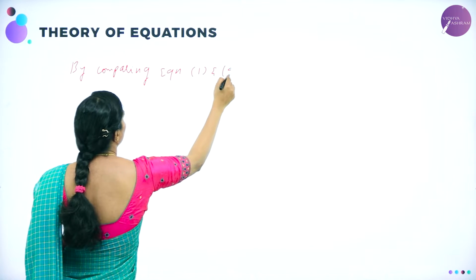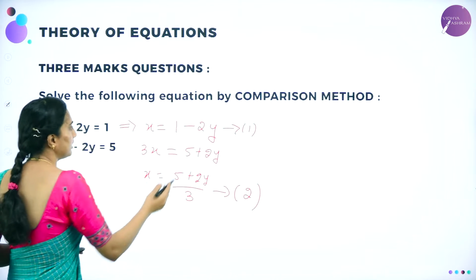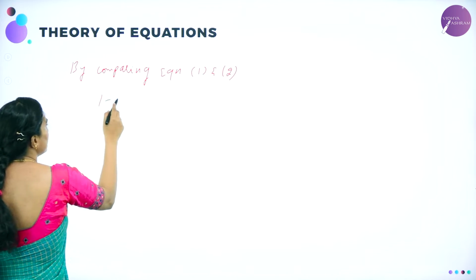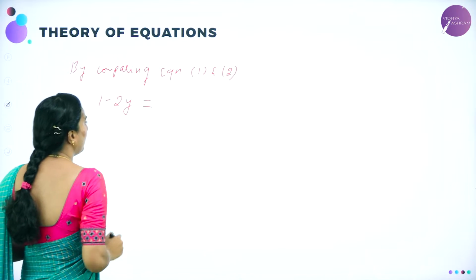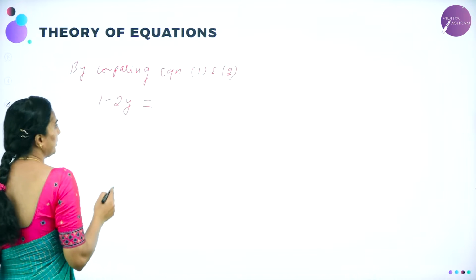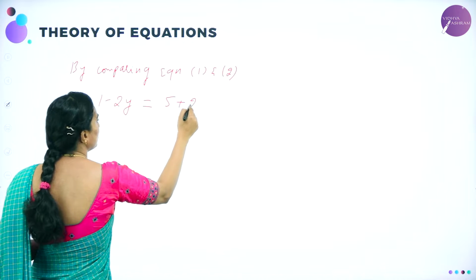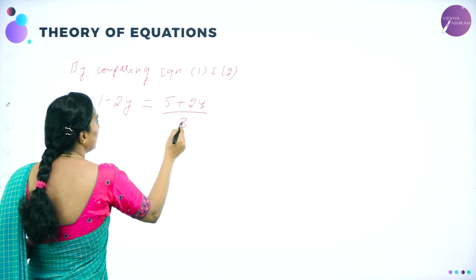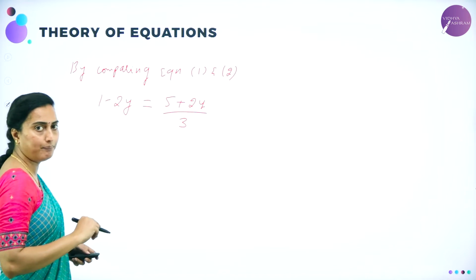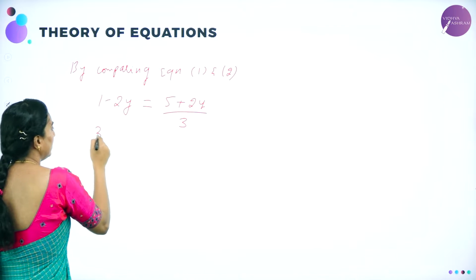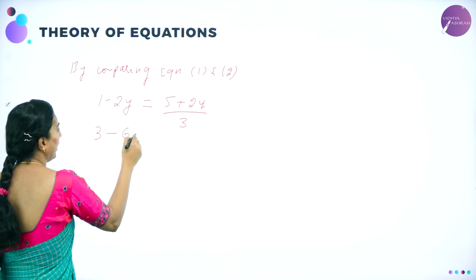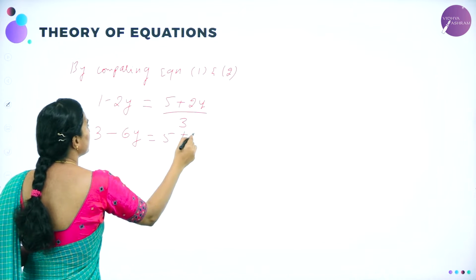equations 1 and 2, left hand side are equal, right hand side is 1 minus 2y, first equation. Second equation is 5 plus 2y divided by 3. Now cross multiply 3 to here. So 3 ones are 3 minus 3 twos are 6y is equal to 5 plus 2y.